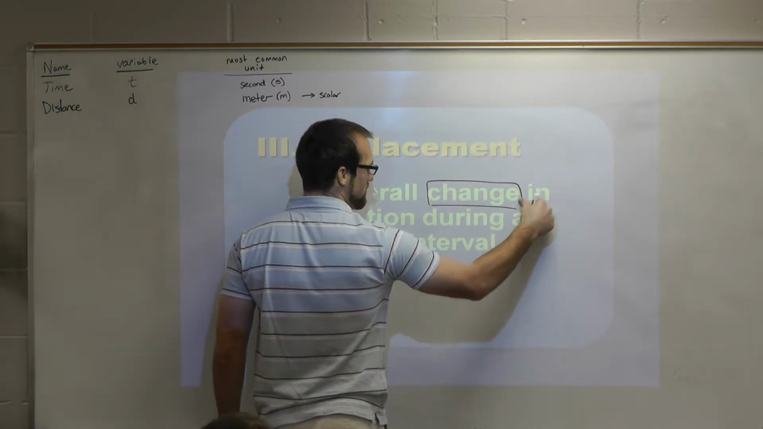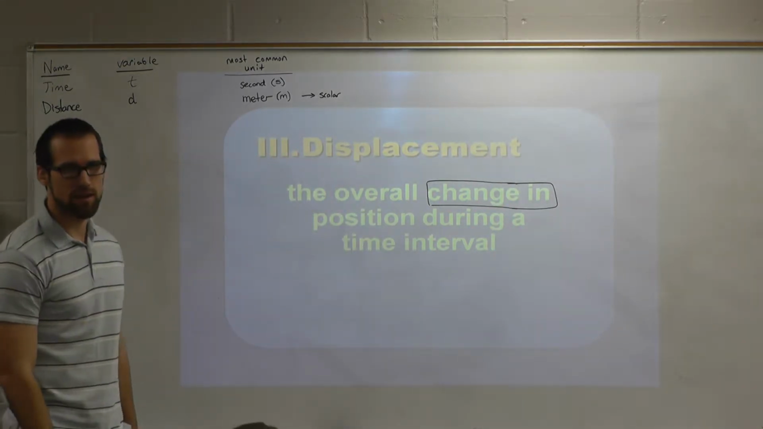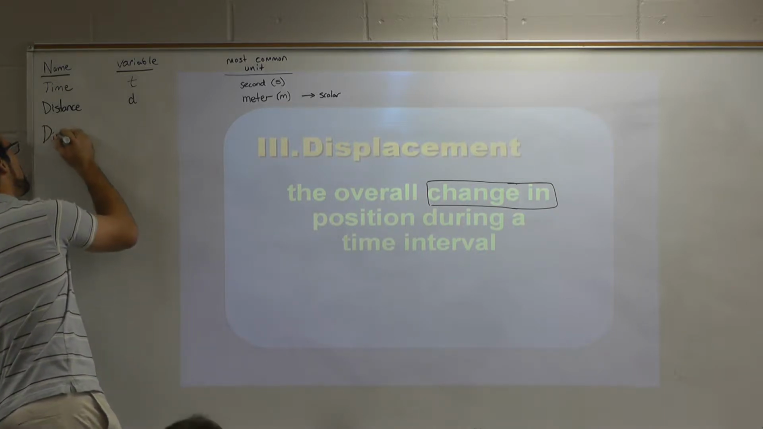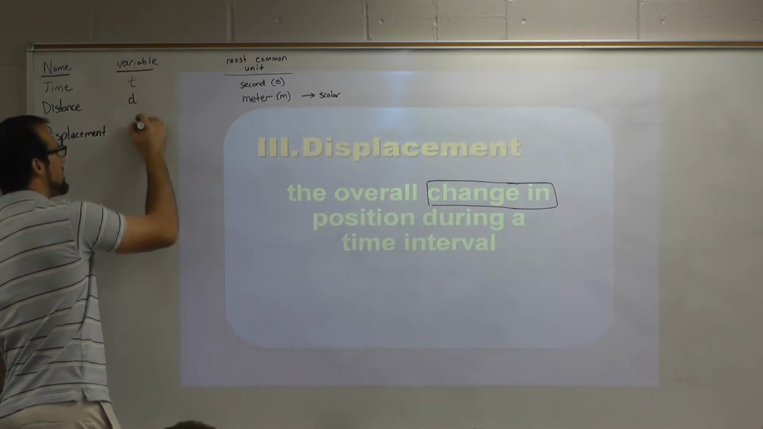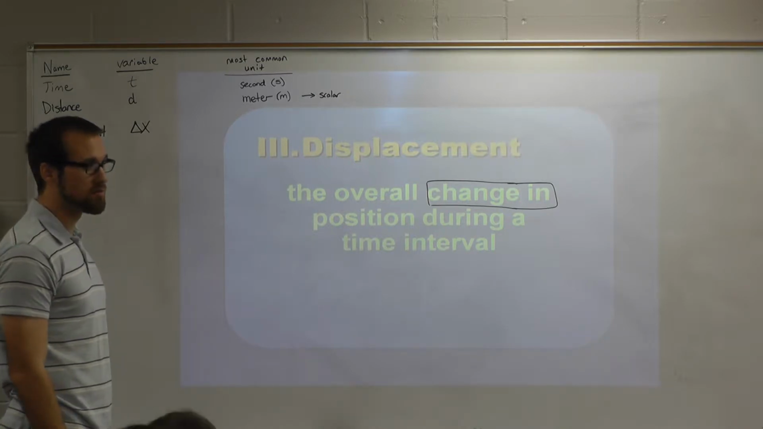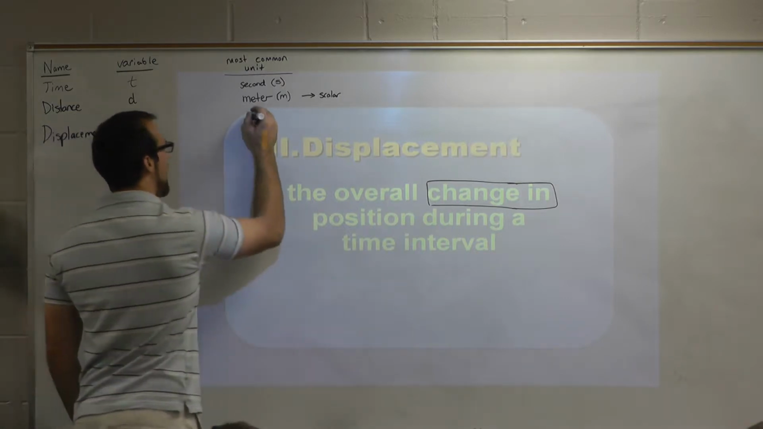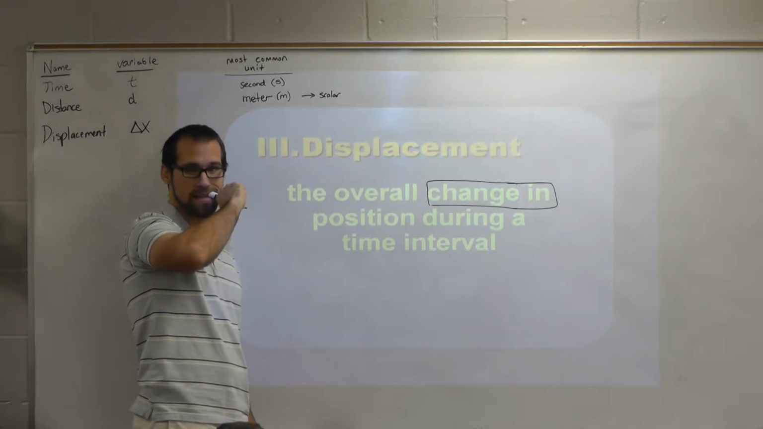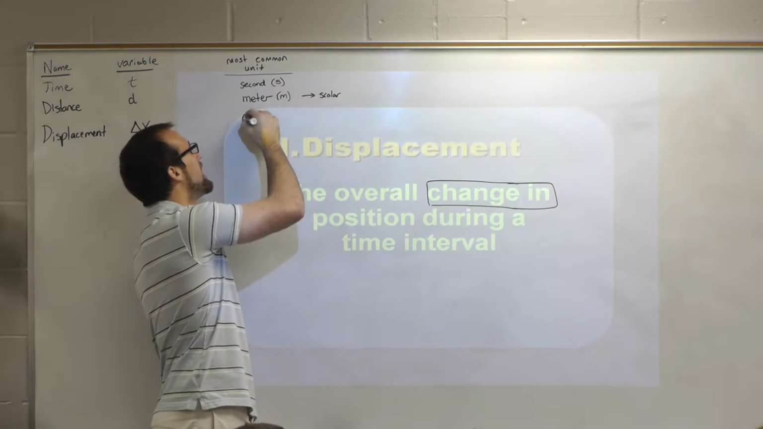Here we see this word, change. I should have maybe written change in. What did I say represented change in? Delta. So we've got to add another variable here. It is actually change in x, because we're doing one-dimensional motion, so we're usually going to be changing on the x-axis. And its most common unit, any idea?